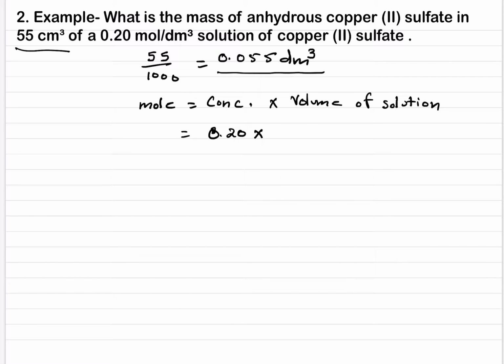So equals 0.20 into, this is what we have got, the concentration, into the volume. We have already converted it. 0.055, that is already in decimeter cube. That will be equal to 0.011 mole. So now we have the mole. Now step 3: we have to convert it into mass, that is in gram. That is what is being asked. You'll see, what is the mass of anhydrous copper sulfate? So that is our final step.